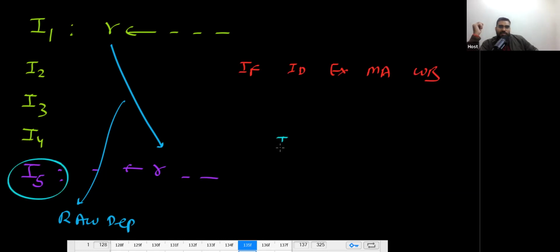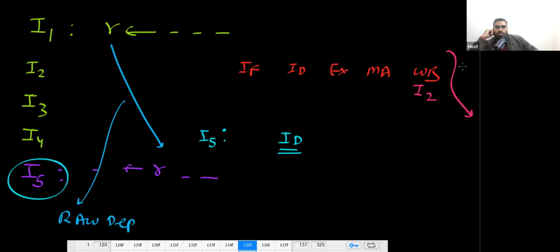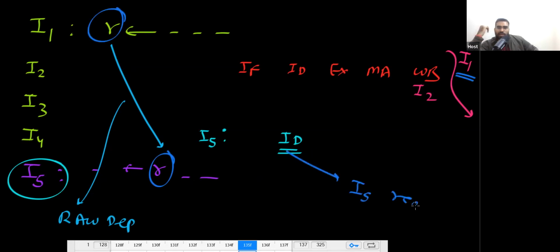If I5 is here, then where is I1? When I1 has gone, then this I5 will come into the decode stage. Yes or no? I5 will come into this stage when I1 is already gone. So did you notice that it will always read the correct value? Because I1 is already gone, the correct value is already available. So I5 reads the correct value.